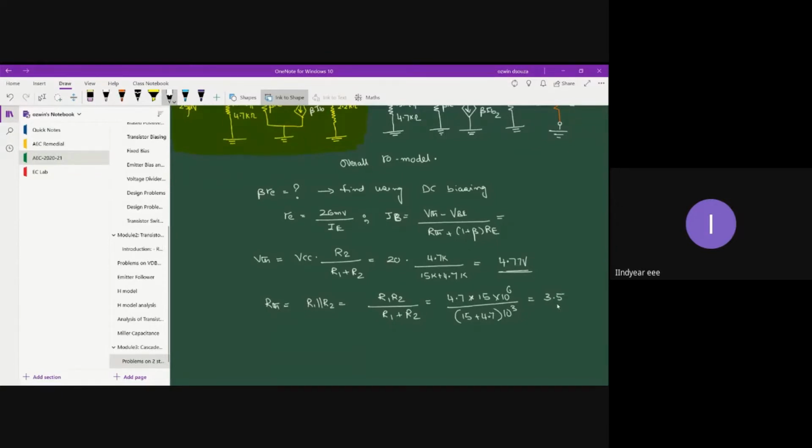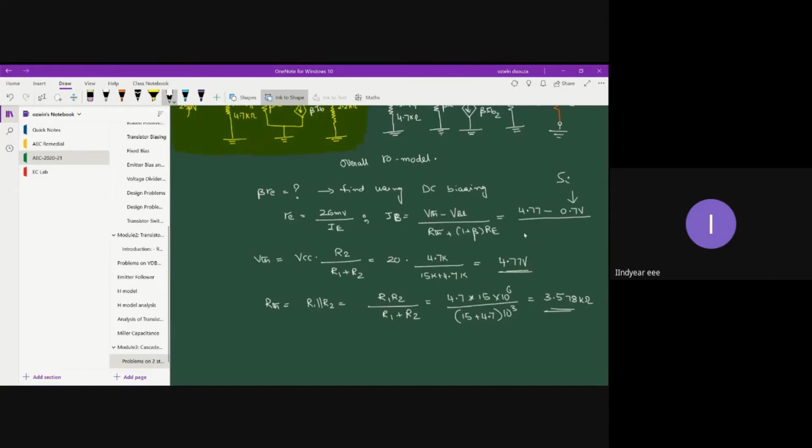I have already calculated, so let me just write the answers: 3.578. If you don't get similar answers, you can bring that to my notice. So VTH is found and RTH is found, so you can find out IB. VTH, 4.77, minus VBE. Take the given value; if not given, always assume it as a silicon transistor.